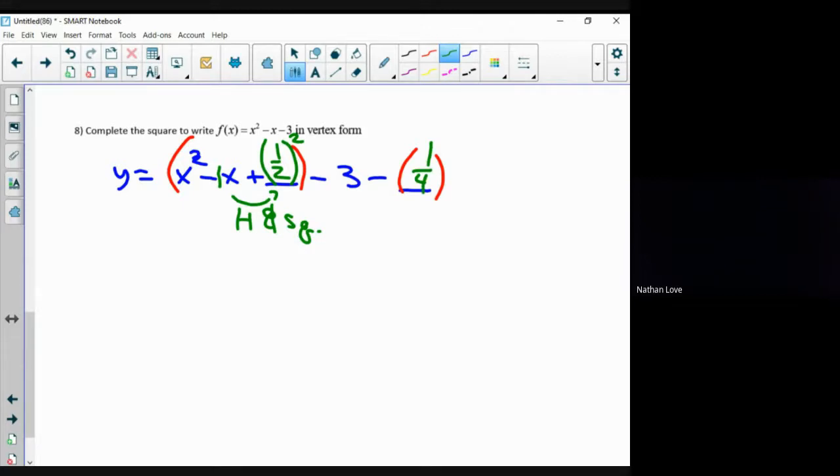Now, the hard work's done. All we have to do is draw that set of parentheses that Monte said to draw. Take this and make that an x. Take this, make that a 1/2. Take the sign and put the sign right there. And the little 2 goes on the outside. You're going to take -3/1 minus 1/4.